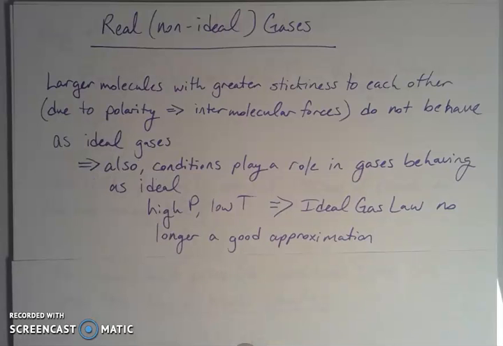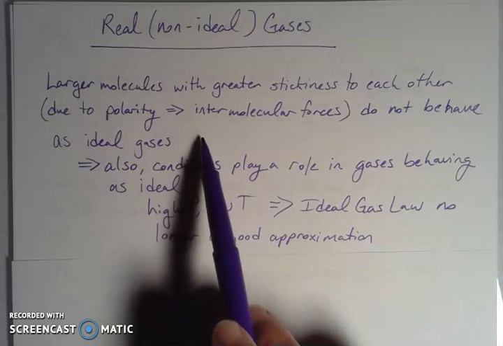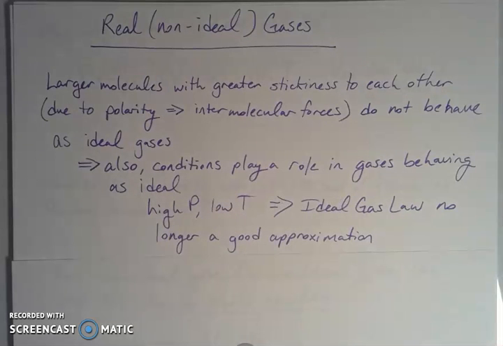If a molecule is polar, it has a net dipole, which means that one side of it is slightly positive and one side is slightly negative. If you have a couple of those molecules in the vicinity of each other, then the slight negative on one and the slight positive on the other are going to be attracted to each other. We call those intermolecular forces, so a force of attraction between molecules, again due to the polarity, the net dipole. So these things do not behave as ideal gases, and also there are some conditions that come into play.